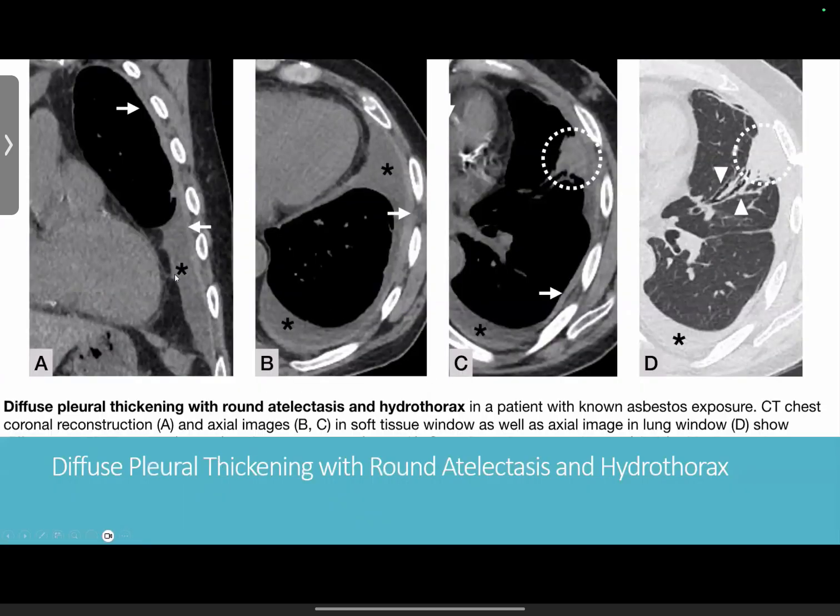So we have some pleural thickening here with rounded atelectasis and hydrothorax in a patient with known asbestosis, as you can see here. So you have this round atelectasis, you have the pleural effusion, you have the swirling of the bronchovascular bundles, and so this person had asbestosis at higher risk for malignant transformation.